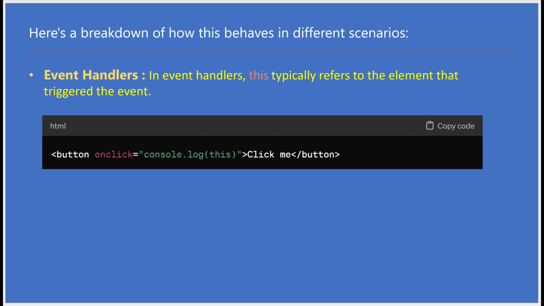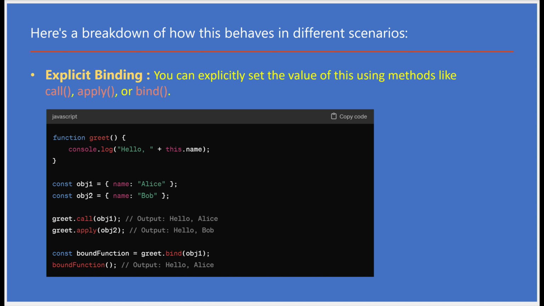But what if you want to explicitly set the value of this? Well, JavaScript provides methods like call, apply, and bind for that very purpose. These methods allow you to dictate what this should refer to, giving you more control over your code.